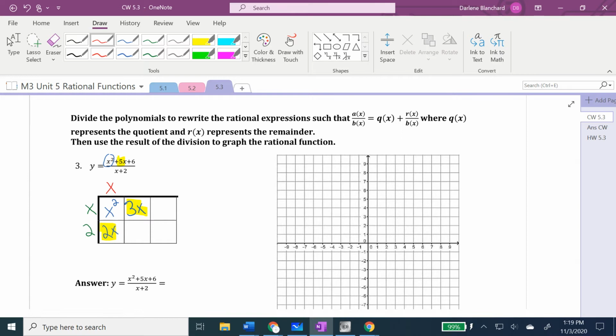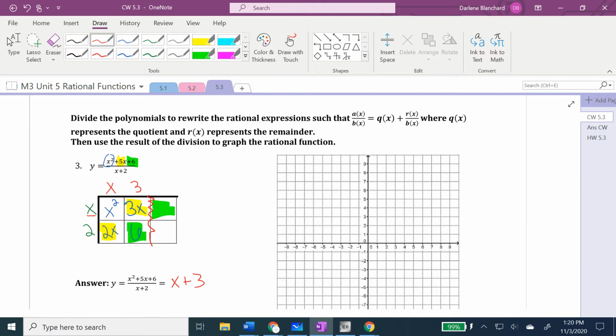And then I go for another round. What do I multiply x by to get 3x? Multiply the 3 and the 2. And then what do I need to add to 6 to get 6? Hey, look at that. No remainder. So the answer to this division is literally x plus 3, but there is one issue.